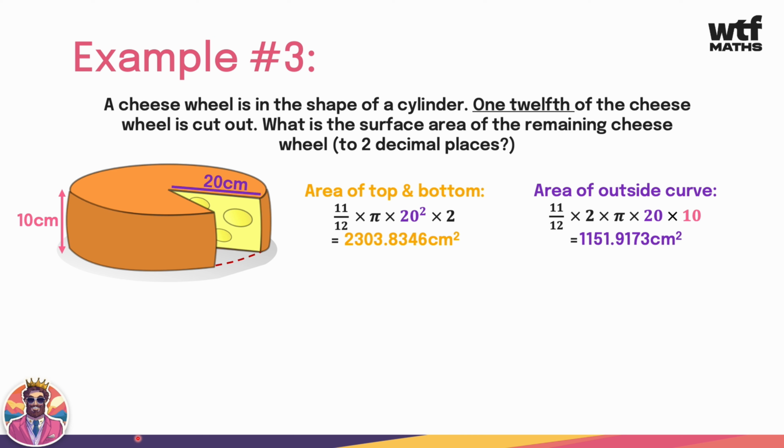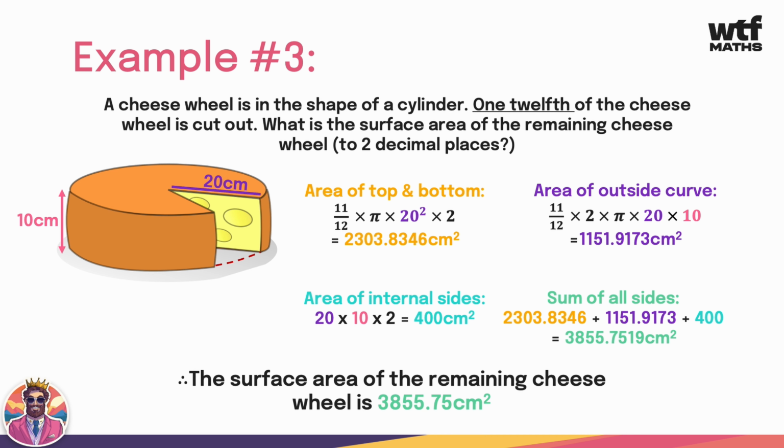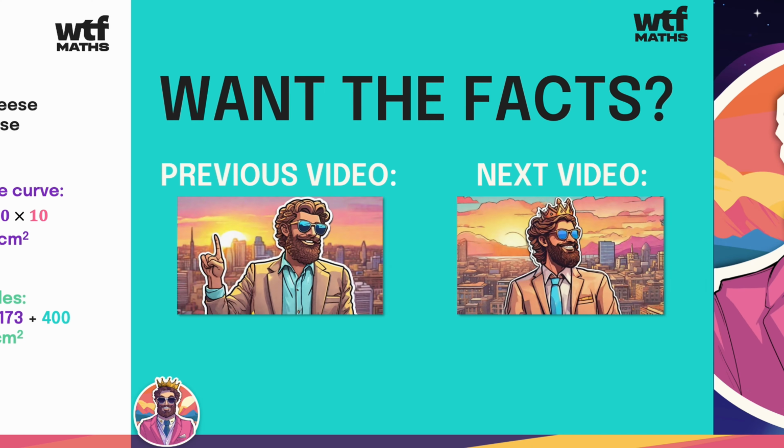And now we've got to remember, because we cut a portion of the cheese out, there's now this gap here, which has caused two sides to appear. So we have 20 centimeters along here and 10 centimeters here, and there's two of these sides. So we can work that out as the area of the internal sides, which is 400 centimeters squared. So overall, to find the total surface area of this cheese wheel that's left over, we're going to have to add all three together, and we'll get this answer here. So to two decimal places, the surface area of the remaining cheese wheel is 3,855.75 centimeters squared.